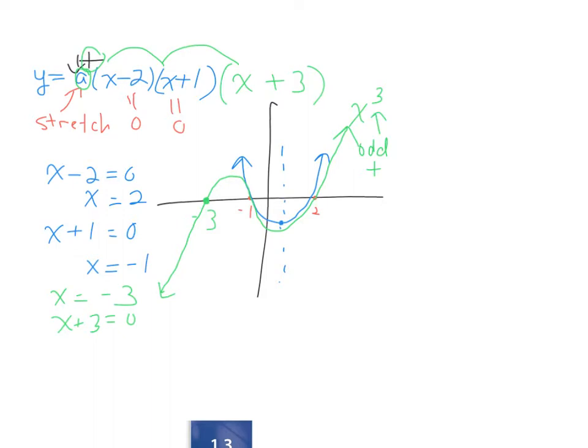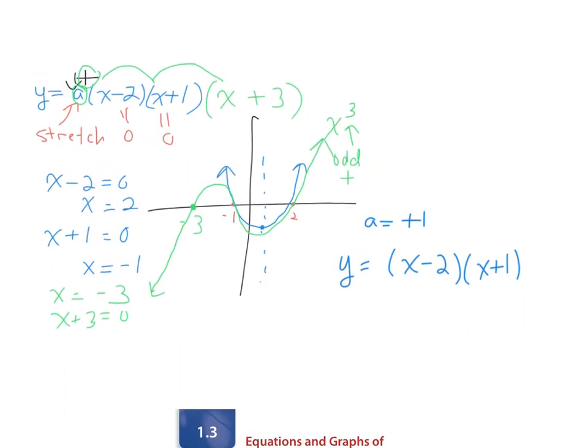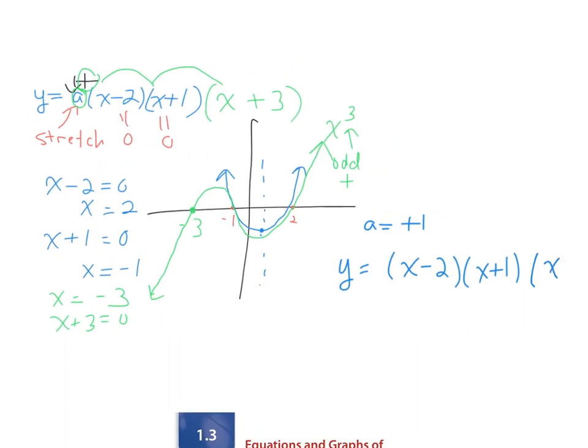So let's change this a little bit. I'm going to make this now y equals, I'm just going to make the a value equal to +1 just to keep things simple. So now my function becomes x minus 2, x plus 1, and then let me make this a little smaller, x plus 3. Now another thing I can do is I can find out my y-intercept, right?